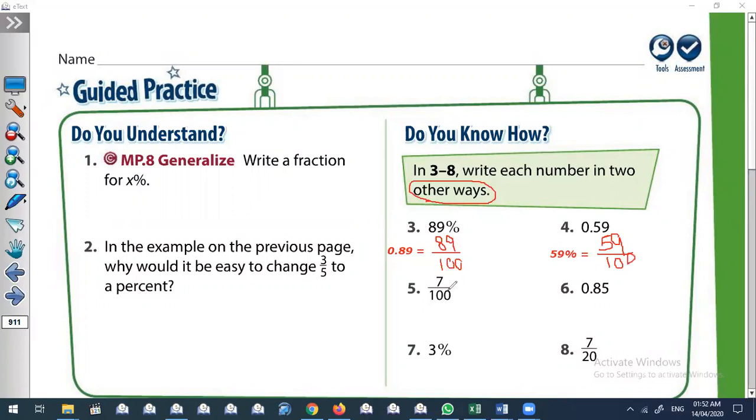Here, 7 over 100. First, change it into percent to be easier. How would we change 7 over 100 into percent? The denominator is already 100, so just write it like that. 7%.